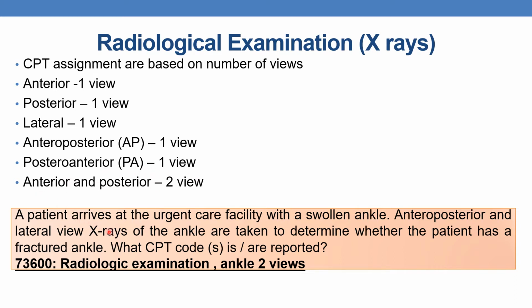Let us see an example. A patient arrives at the urgent care facility with a swollen ankle. Anteroposterior and lateral view X-rays of the ankle are taken. Here anteroposterior is taken as one view and lateral is taken as another view. So a total of two views are done. So what is the CPT that we need to report? The answer is 73600, which is radiological examination ankle two views.